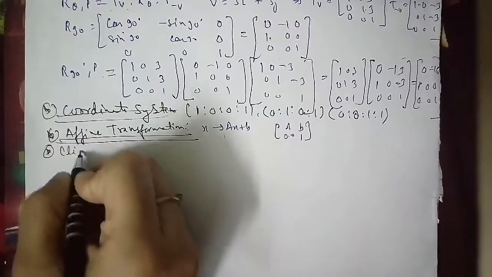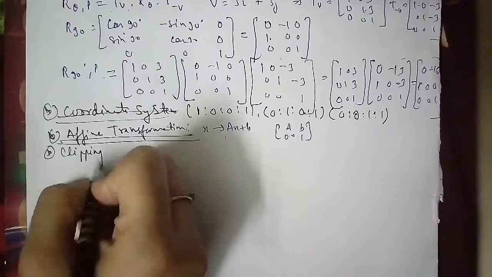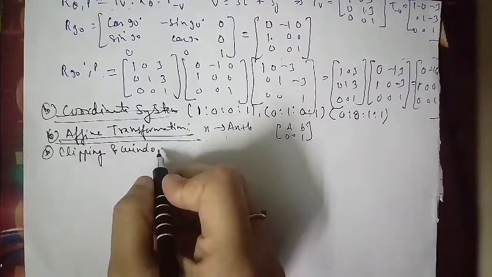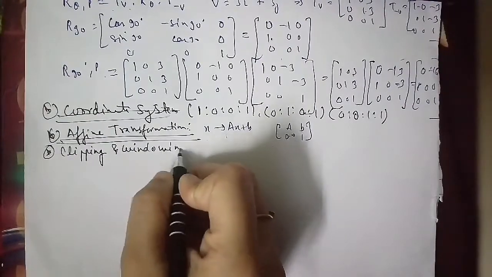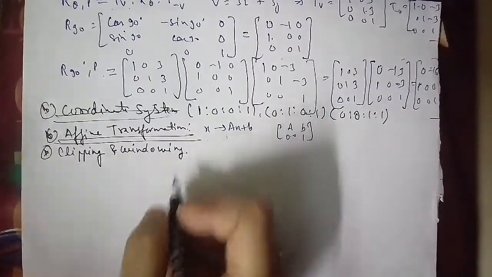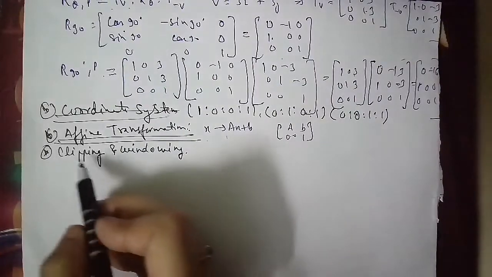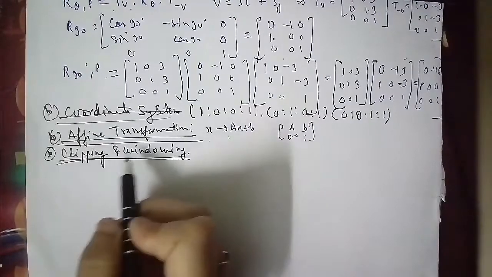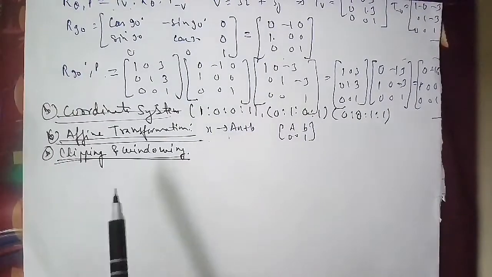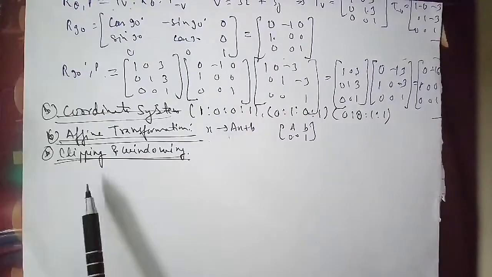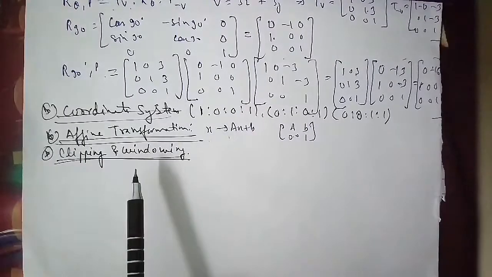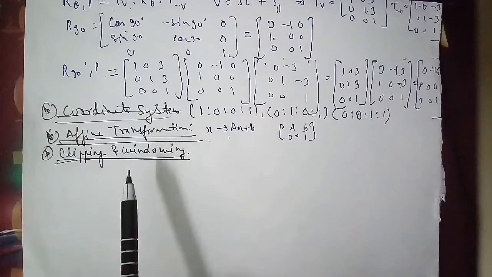So here in clipping and windowing, first we'll discuss clipping, then we'll discuss windowing. Clipping is the method to cut a specific object, and the object may be a point, line, area, or text. In other words, any procedure that identifies those portions of a picture that are either inside or outside of a specific region of space is referred to as clipping.